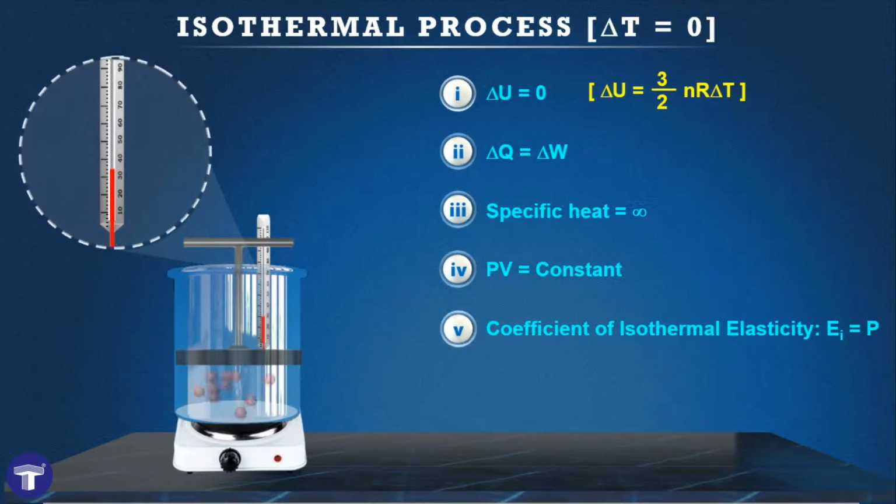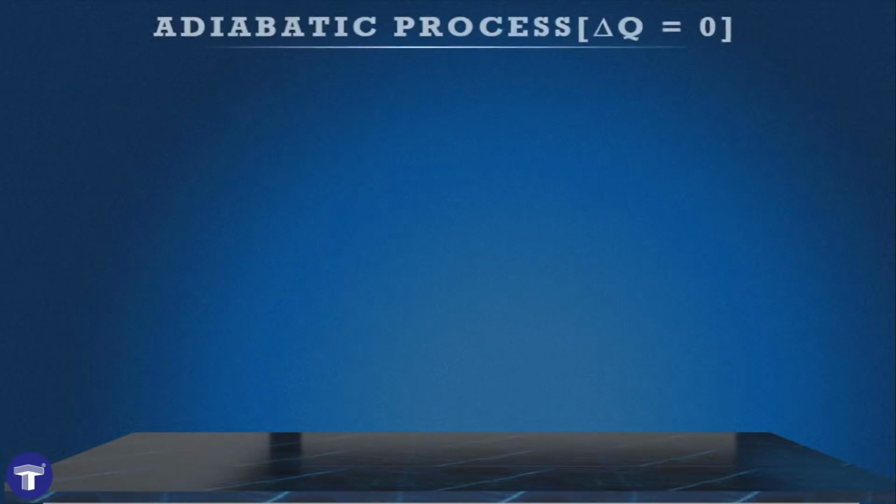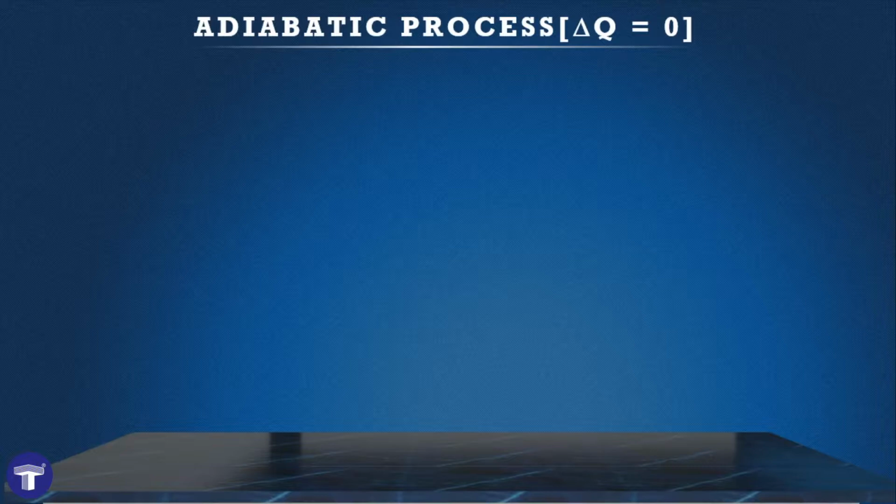We can also write down the formula for the work done in an isothermal process. It will be given as W is equal to nRT ln V2 by V1, where n is the number of moles, R is the universal gas constant, T is the temperature, ln is the log to the base e, and V1 and V2 are the initial and final volumes of the system respectively. The next type of process that we will study is the adiabatic process.